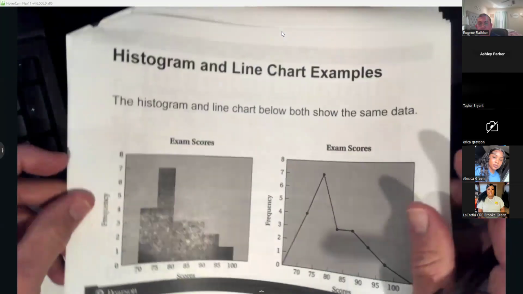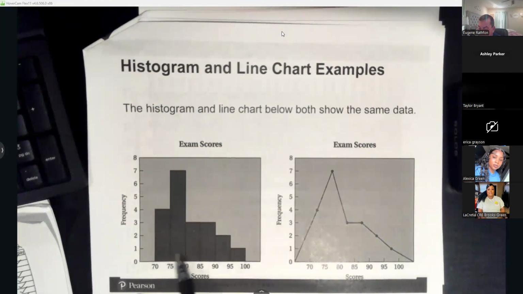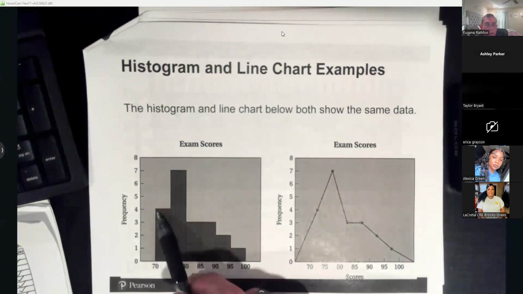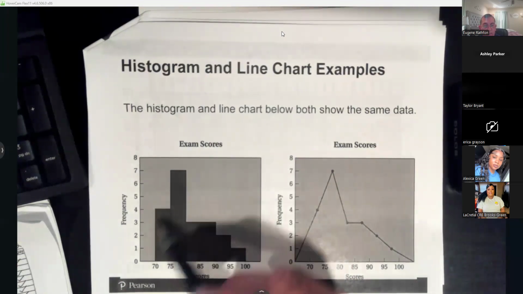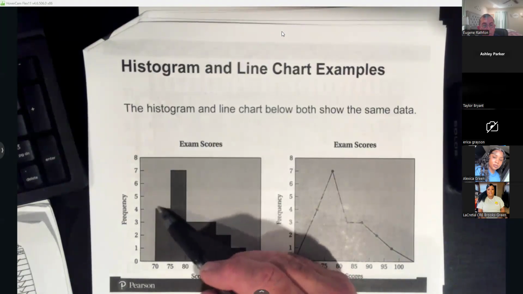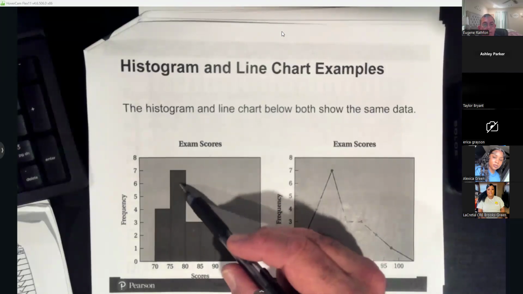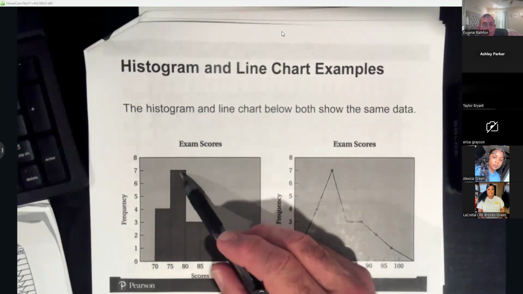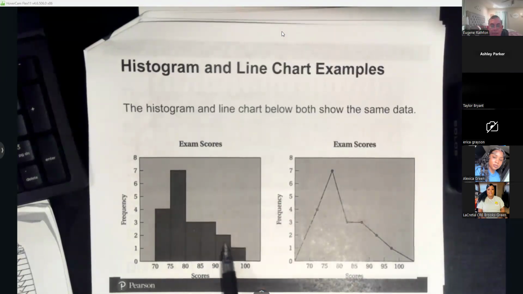So y'all, let me show you some examples of those. So this would be a histogram, and then this one is a line chart. So the hint is the width of these bars, for between 70 and 75. The height of this bar is 4, so that would tell me that I had 4 scores in that range. The height of this one is 7, so that tells me 7 scores were between 75 and 80, and so forth, okay?